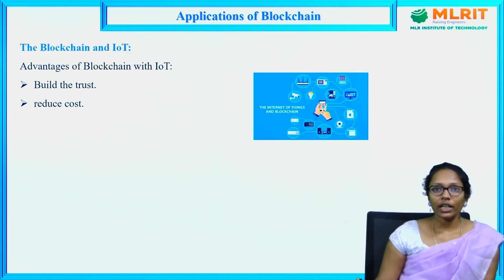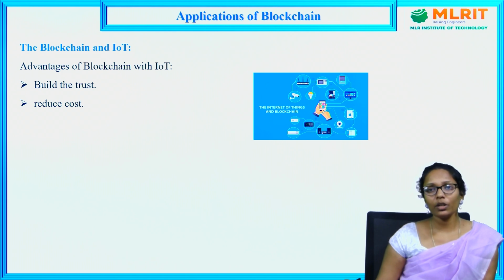And blockchain and IoT. Traditionally we are using IoT, we are using so many sensors, but the only problem with IoT is security. So if I combine blockchain with IoT, it will be more secure. Of course, with IoT we already have so many automatic features. If you add blockchain to that, it will be more useful. The only problem with IoT is security, but here you can overcome that security problem using blockchain.